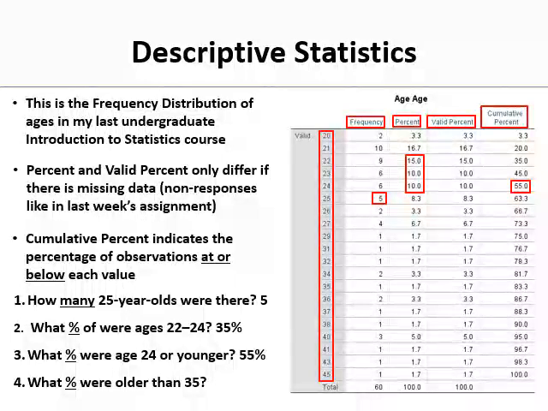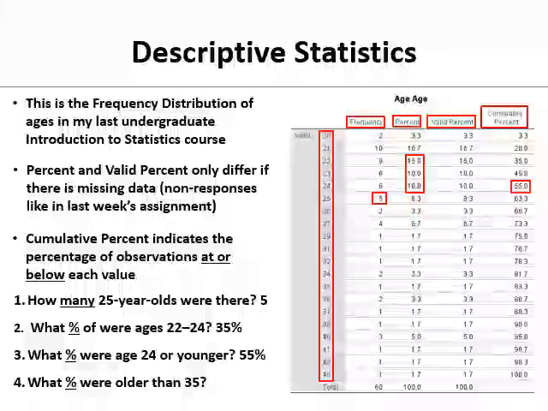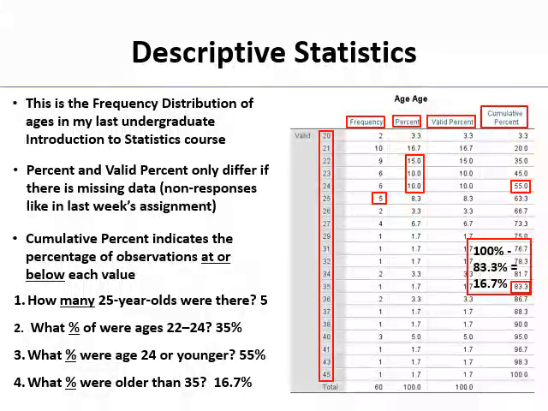And what percent of the class were older than 35? Wait a minute, that's not as easy to get. So there's a couple ways to get it. The easiest way to get it is to use cumulative percent again. So if you go over to the row for 35 and go all the way to cumulative percent, you see that 83.3% of the class were 35 or younger. So what percent were older than that would be 100 minus the cumulative percent. So it'd be 100 minus 83.3, which is going to give you 16.7%. So 16.7% of my class were older than 35.